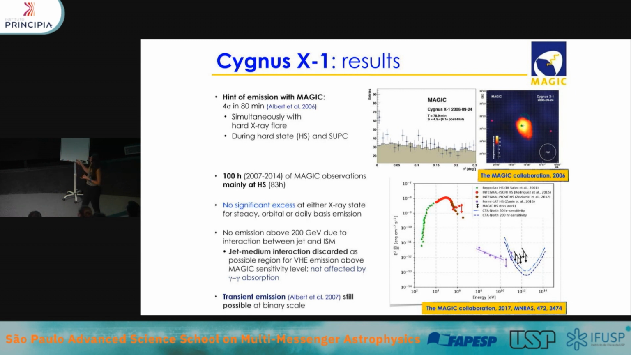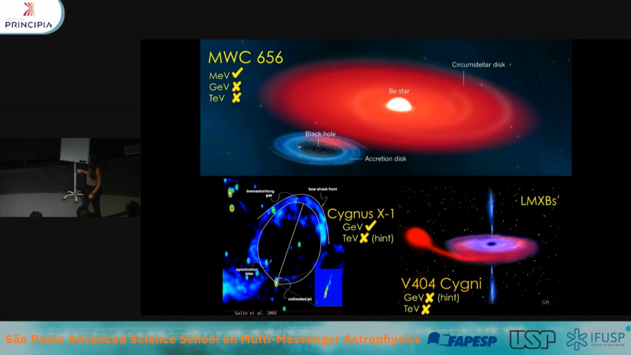So this that we kind of saw in here, it's still possible to be detected. So we are still trying to get transient emission from a microquasar. For example, this Cygnus X-3 system that I was telling you about displays MeV emission, but has not been detected at higher energies. Cygnus X-1 displays GeV emission, but not TeV, and we have not detected any low mass X-ray binaries.